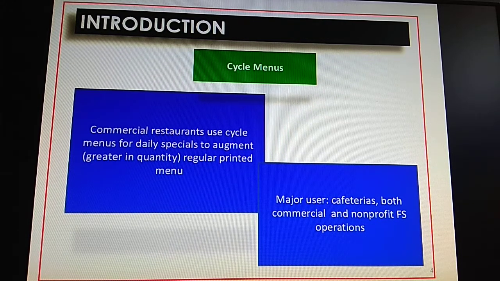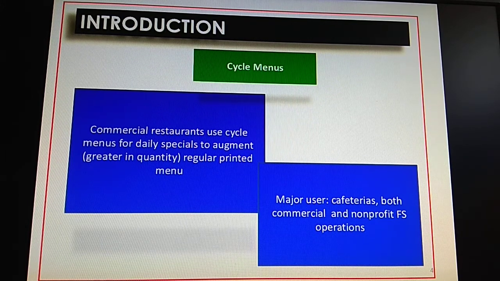They already have their own regular printed menu, but other than that, they are offering a type of cycle menus that has already been served at the buffet line in much larger quantity for the customers to have much more choices.